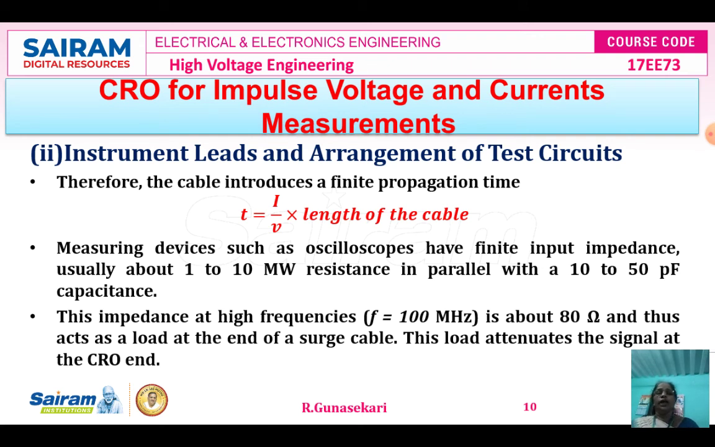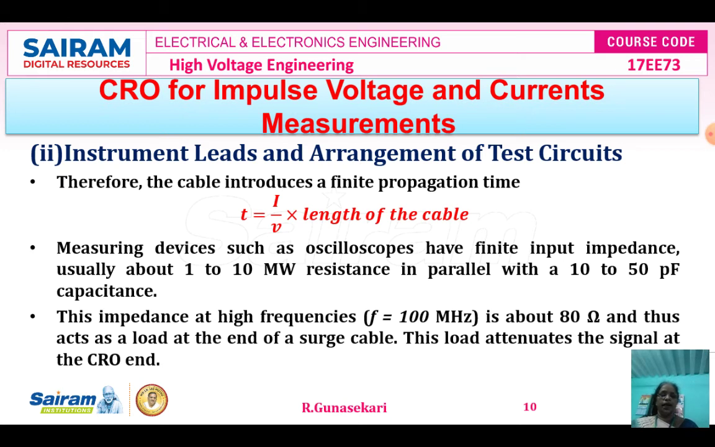Then how to calculate: the cable introduces a finite propagation time, small t equal to 1 divided by V into the length of the cable. The measuring devices such as CRO have finite input impedance. The range is 1 to 10 megaohm resistance in parallel with 10 to 50 picofarad capacitance.